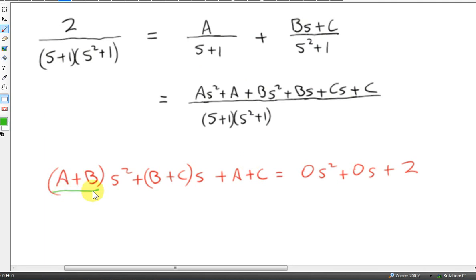So the s squared terms have to be the same. A plus b must equal 0. The s terms have to be the same. B plus c equals 0. And finally the constant terms have to be the same. A plus c must equal 2.